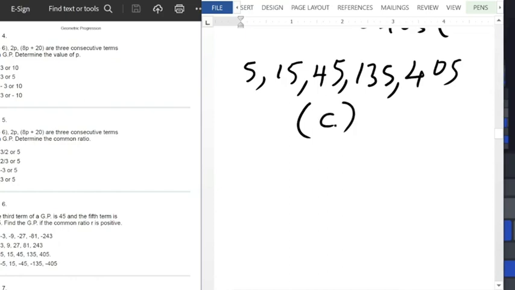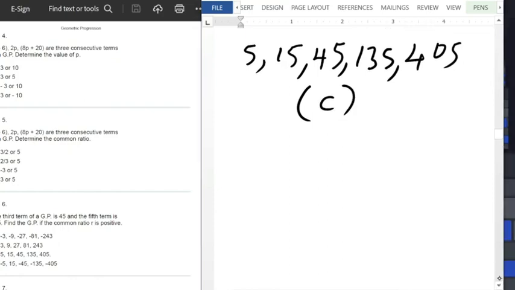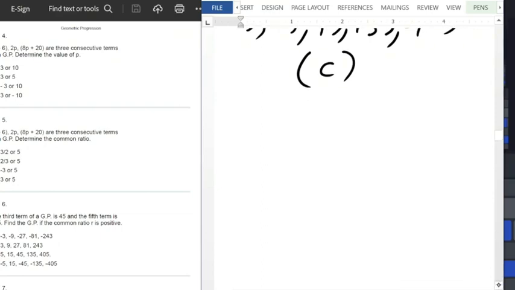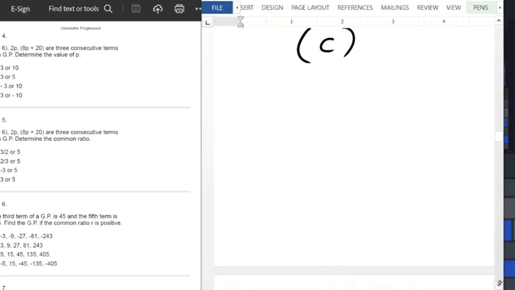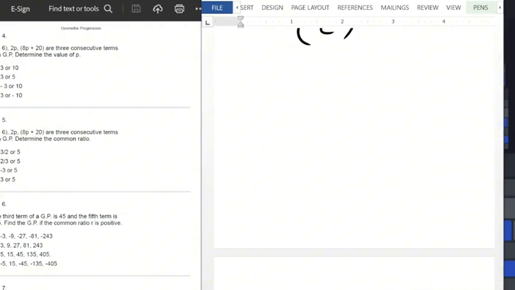So that is question number 6. Then number 7.